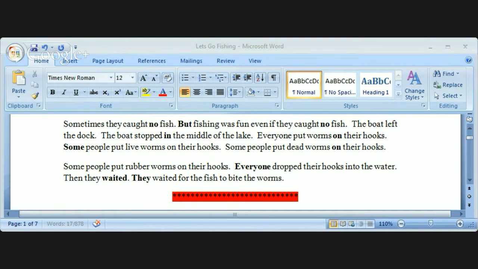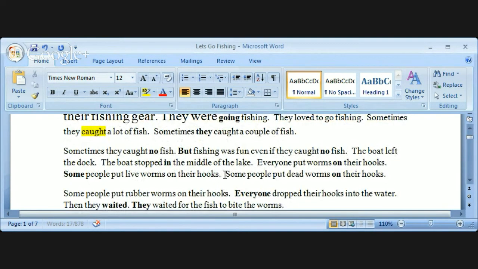Okay, very nice. Now, this word here is caught. You said it correctly here, but you did not say it correctly at the first. So this word is caught. Can you say caught? Caught, caught. Like catch. Caught. That's it. All right, thank you very much.